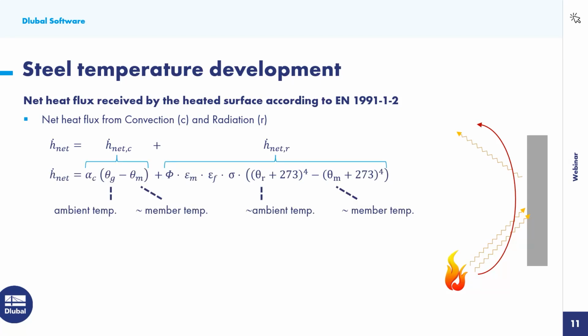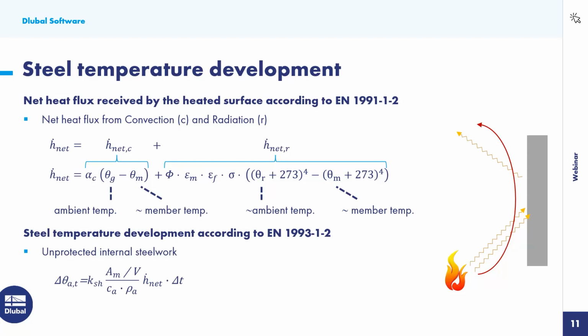Additionally, Eurocode 3, Part 1.2 contains a formula for calculating the temperature development of unprotected steel members. In addition to other parameters, this formula includes the aforementioned net heat flux. The given formula assumes a uniform heating of the cross-section, and a sum of the input variables shown here change with the component temperature. It can only be solved iteratively in small time steps described by delta t.